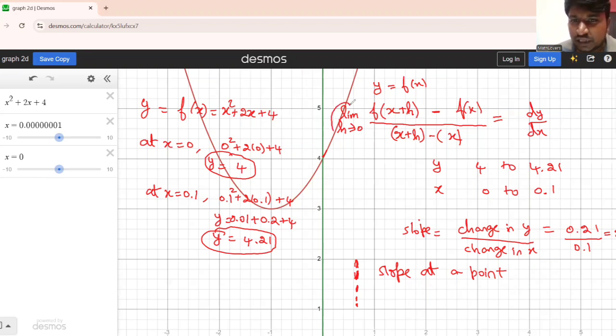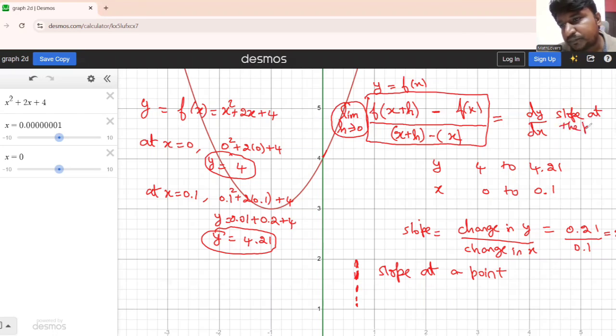If this word limit, h tends to 0, is not there, then this has no meaning with respect to calculus. It would just mean change in y by change in x. It cannot refer to the slope at the point. Here dy by dx is actually referring to the slope at the point of the curve. If anyone puts f of x plus h minus f of x by x plus h minus x without informing that h is a value very close to 0, then this would be a wrong definition. Hope you understood this in a shorter way.